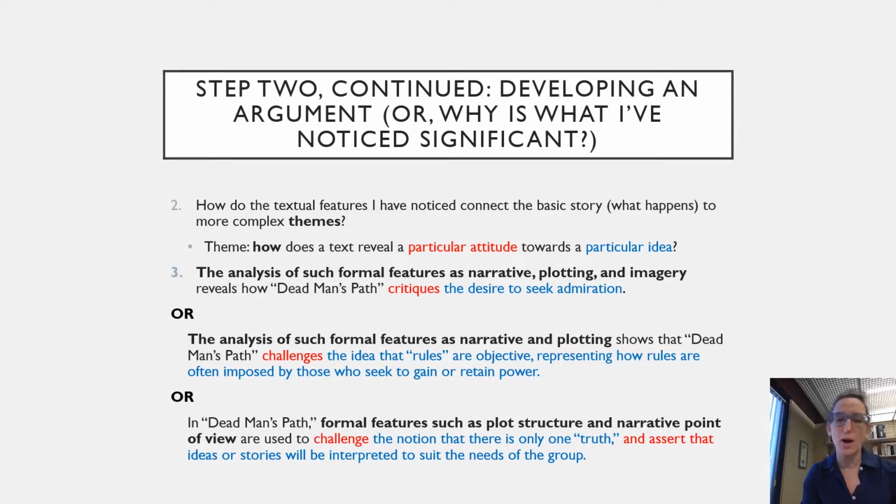All right, my third possible thesis statement is that in Dead Man's Path, formal features such as plot structure and narrative point of view are used to challenge the notion that there is only one truth, and also to assert that ideas or stories will be interpreted to suit the needs of the group. So what I wanted to show you in this version was that I have a 2-part argument, right? I'm going to argue this thing, and then I'm going to argue this other thing as well. So I think that there are 2 interrelated themes that my evidence can support, right?